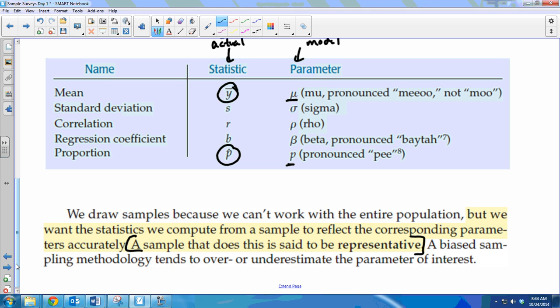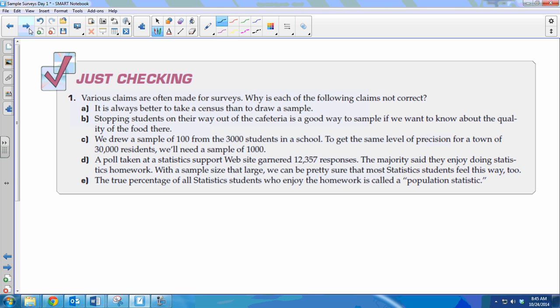Okay, the next slide is the Just Checking on page 273. All it's going to do is ask us to go through and explain why the claims that are made are incorrect. Is there something wrong? Are they using a term they're not supposed to use? Is it biased? Okay, so we're going to look at them together, talk about them, and put some of these things together.